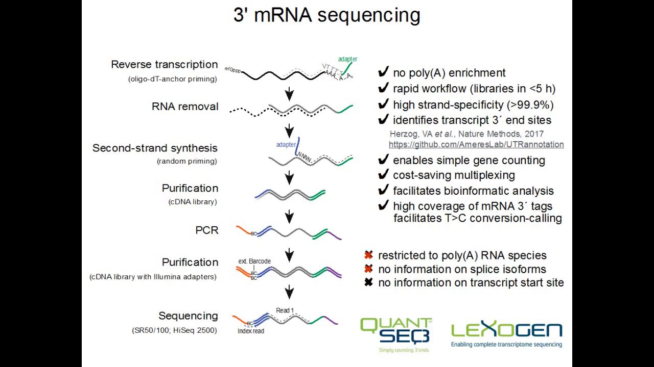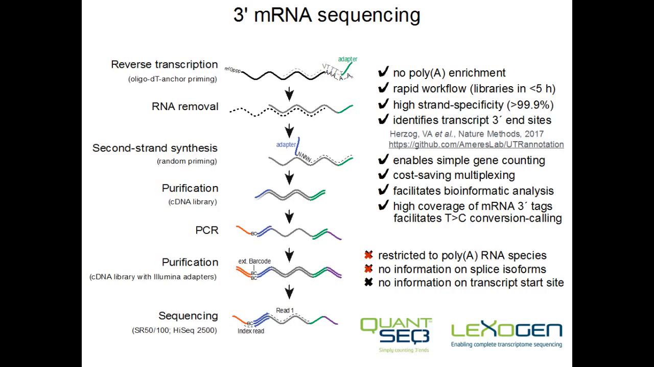It also enables simple gene counting, so that means just one fragment per transcript is produced, therefore normalization to gene length is obsolete. And the lower library complexity further enables less deep sequencing and therefore cost-saving multiplexing. It also facilitates the bioinformatic analysis because junction detection is not required, because reads are generated from the transcripts at the 3' end where nearly no junctions are located. And finally, a SLAMseq-specific advantage is that the high coverage of mRNA 3' tags facilitates the calling of TC conversions, particularly because amplicons derive from 3' UTRs, which are inherently AU-rich.